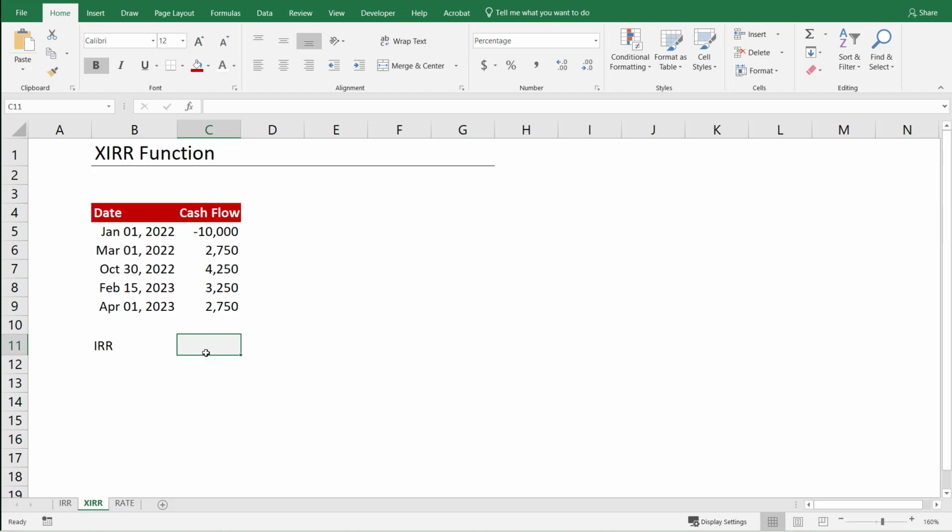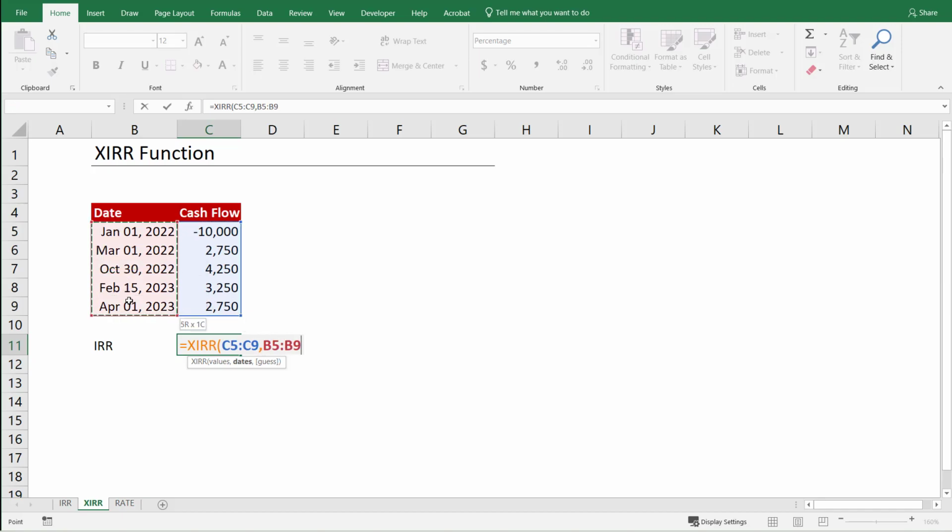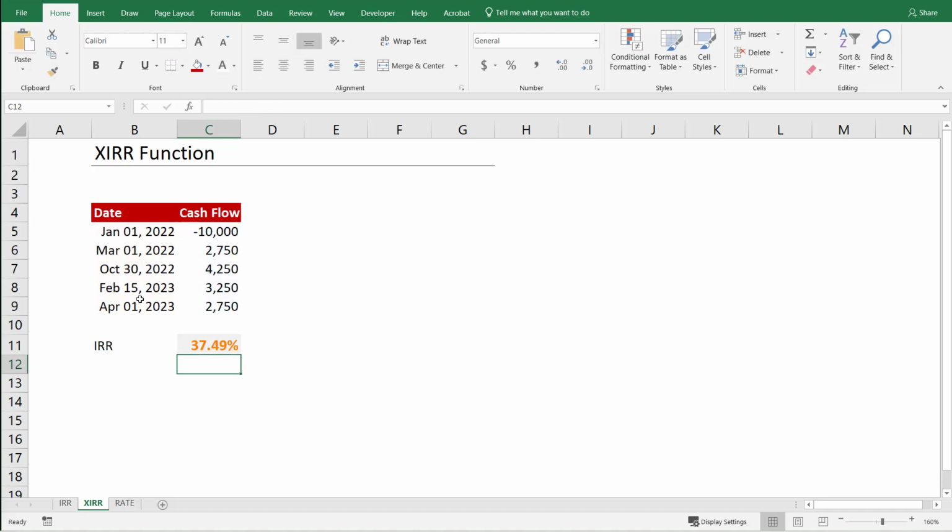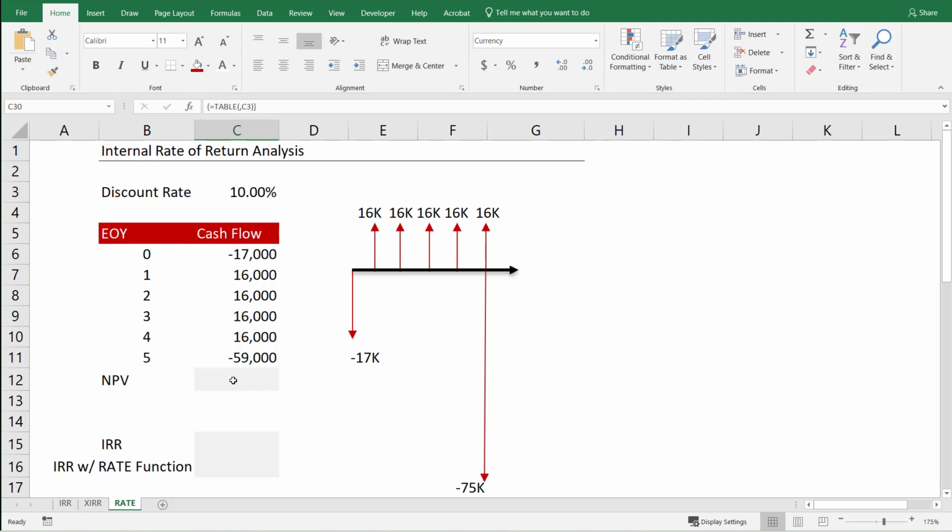But before I do that, I want to talk about the XIRR function, okay, which is analogous to the XNPV. So when you have a ledger where the periods are not equally spaced, you can give it the values, and then the dates, and then the XIRR function will give you the rate of return for that project. And then finally, as I said before, when we have uniform or regular cash flows, we can use the rate function.